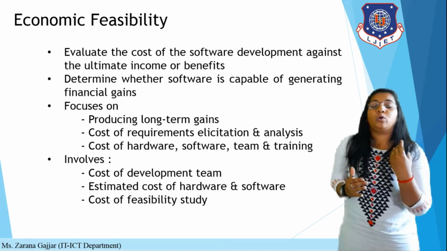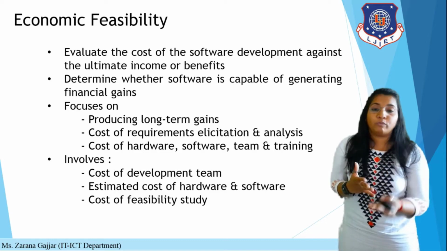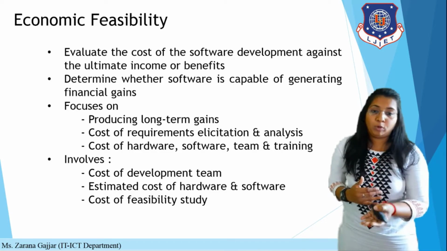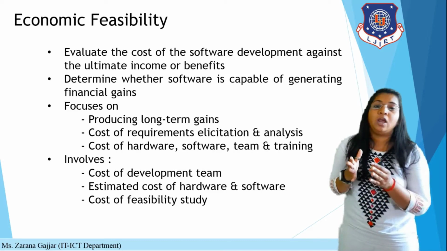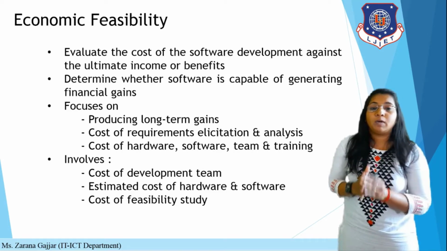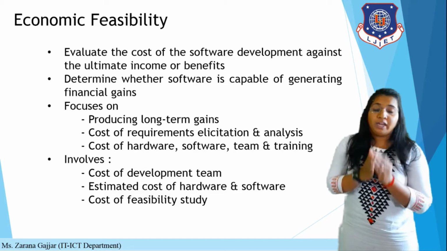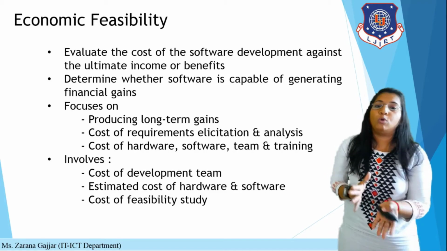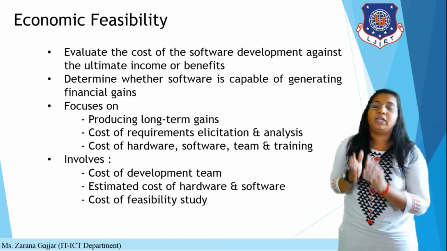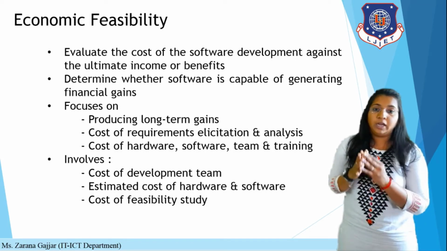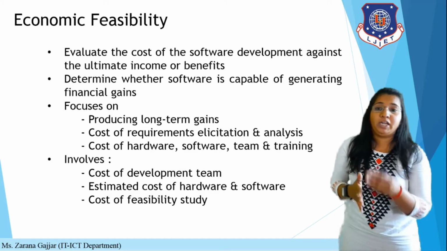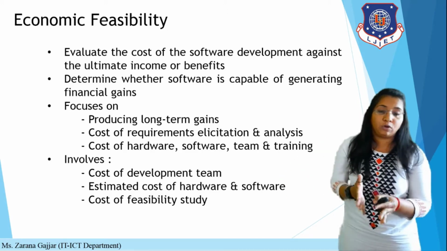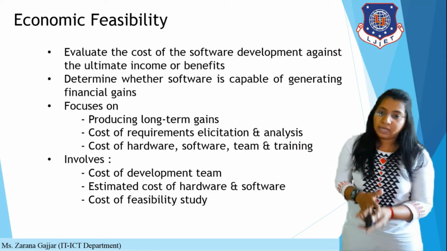So what is the total hardware costing, software costing, and you have to pay a salary to your employees. So overall team calculation, and training. What amount of cost will you invest for training that particular software development team? So overall costing is defined in economic feasibility. Economic feasibility involves the cost of the development team, estimated cost of hardware and software, and cost of the feasibility study.